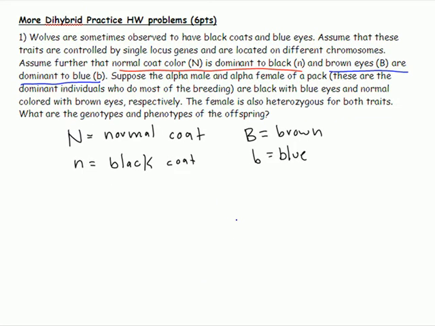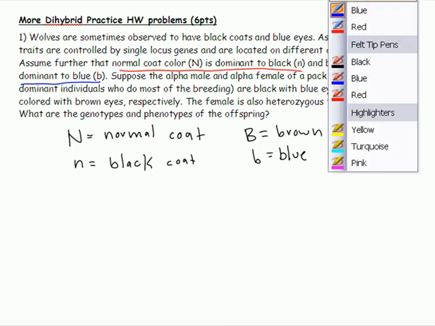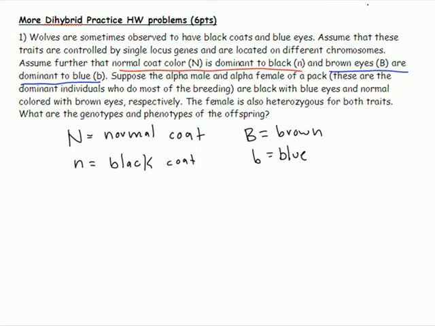Suppose the alpha male and alpha female of the pack, these dominant individuals who do most of the breeding, are black with blue eyes. Let's start with that one. What is your genotype if you are black? So that's one parent, black with blue eyes. Black is going to be two little n's, yeah? Blue eyes, two little b's. Does that make sense? Okay, we got that one done.